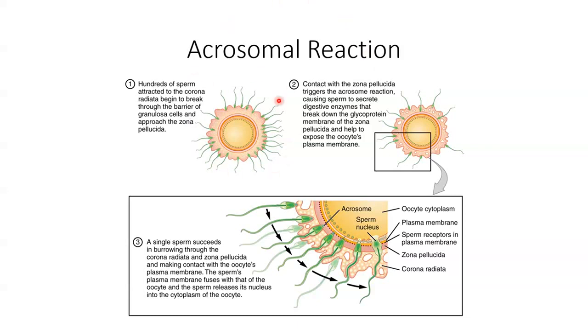So we have chemicals being released by the corona radiata that attract all of the sperm. The sperm then burrow through that outer layer of granulosa cells. It then binds to the zona pellucida, which causes the release of those enzymes, also called the acrosomal reaction. That sperm can then actually reach the membrane of the secondary oocyte. The sperm binds to a receptor, and then the nuclei of those two cells will merge.